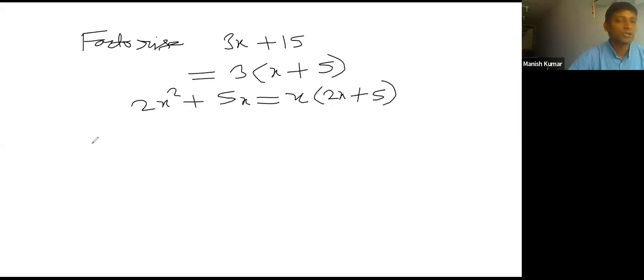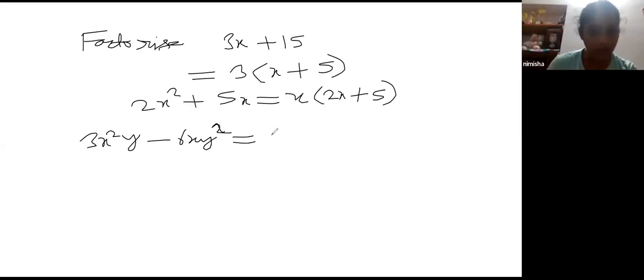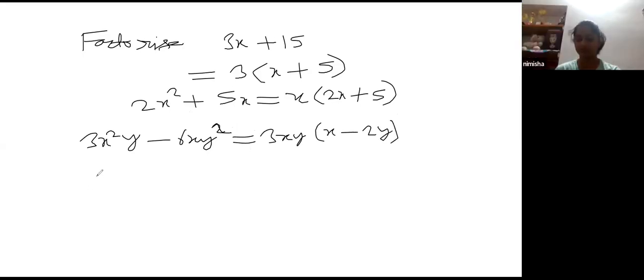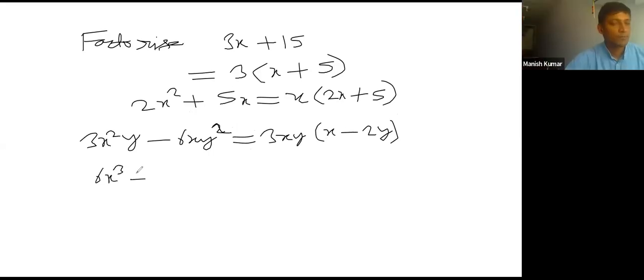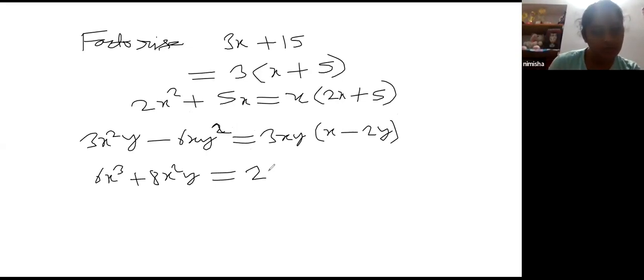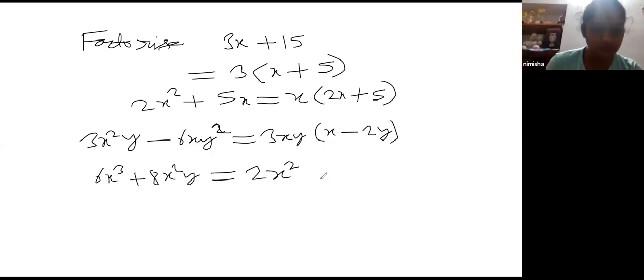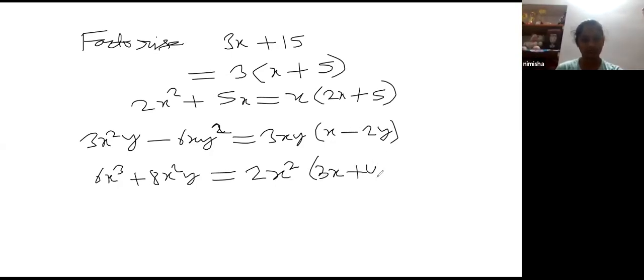If it is 3x square y minus 6xy square, equal to? 3 is common and x is common and y is common, into x minus 2y. Isn't it? Then 6x cube plus 8x square y equal to? 2 is common, and x square. So 2x square into 3x plus 4y, isn't it?